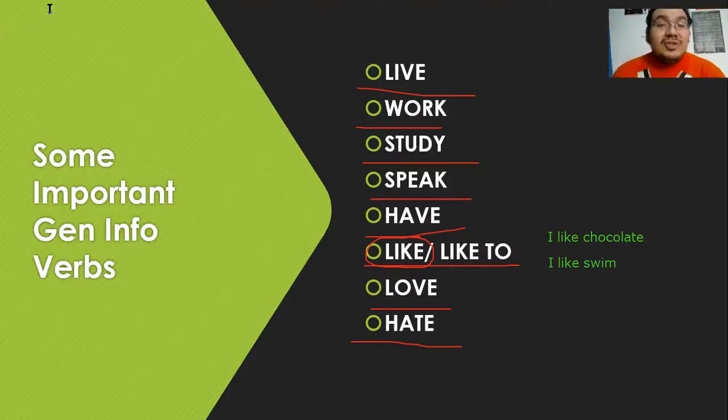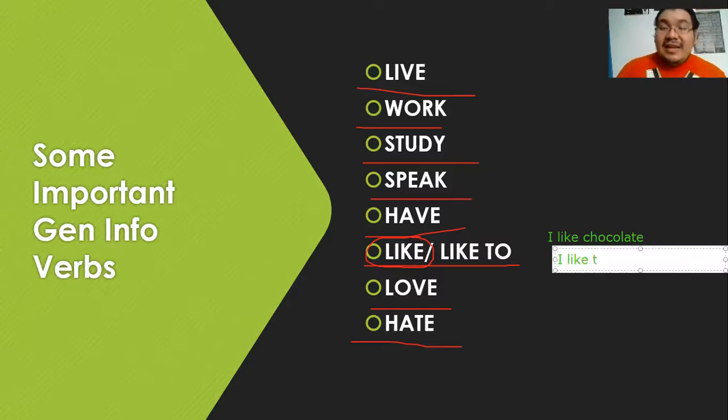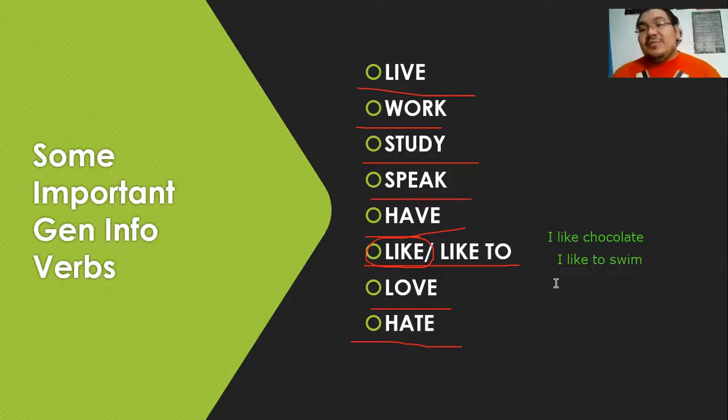Cuando 2 verbos se encuentran juntos, necesitamos incluir una preposición para que se conecten. En el caso de esta oración, la preposición es to, entonces decimos I like to swim y ya decimos me gusta nadar. Entonces, si ustedes quieren hablar de un verbo que les gusta hacer o una actividad que les gusta hacer, necesitan utilizar like to, no like.